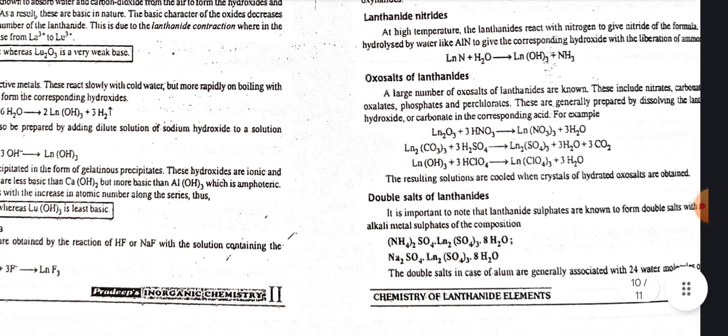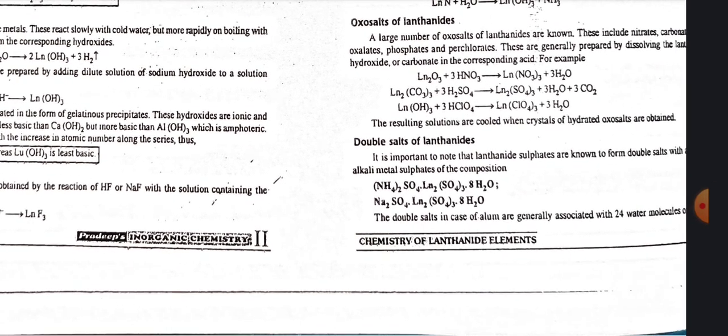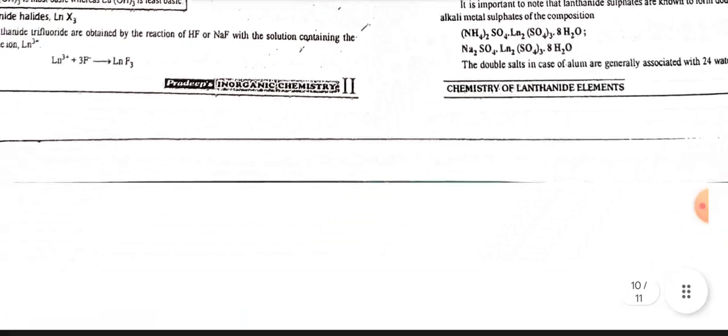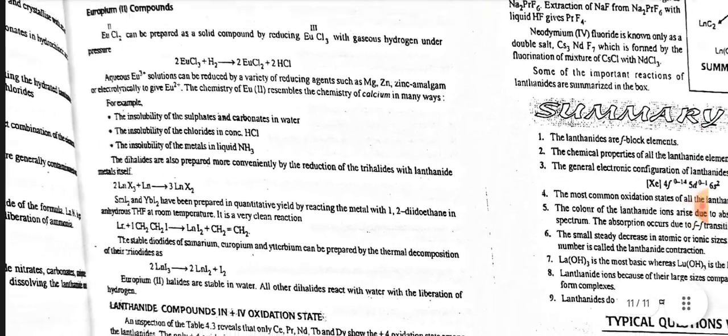Double salts of lanthanides. It is important to note that the lanthanide sulfates are known to form double salts, such as NH4 Lu2(SO4)3 with water of crystallization. However, the double salts of lanthanides cannot associate with as many as 24 water molecules of crystallization, as in alum. This is because the lanthanide ions are too big to coordinate to 24 water molecules of crystallization.